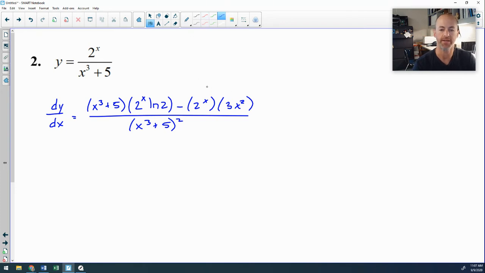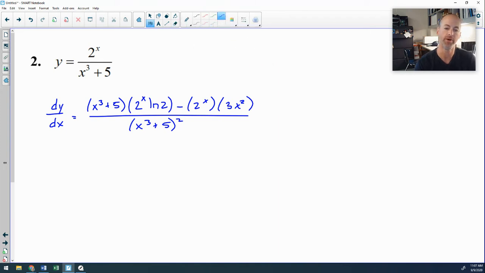And sometimes it's not necessary. So like 2 to the x and 3x squared, that's all multiplication. So without parentheses, that carries the same meaning. However, x cubed plus 5, if you do not put parentheses around that and you only have this x cubed plus 5 and then 2x ln 2, now the entire x cubed plus 5 is not multiplied by the derivative of the numerator. It's only the 5.